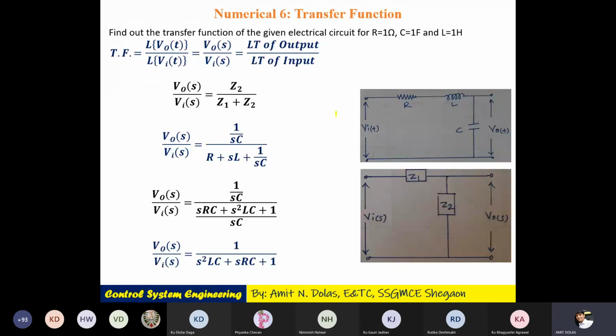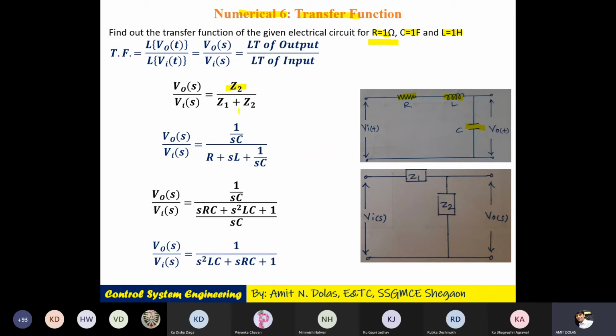Moving further, example, that is numerical 6, transfer function. We have to find the transfer function for the given electrical or electronic circuit. R is 1 ohm, C is 1 farad, and L is 1 Henry. You can see a similar circuit is there. Only the value of R in the previous one is 0. In this example, it is 1. Intentionally, I took this value and repeated the same example.